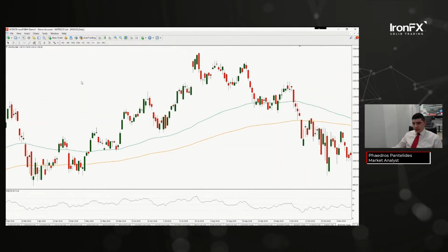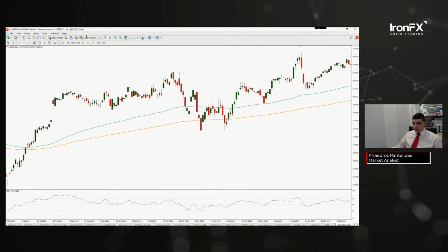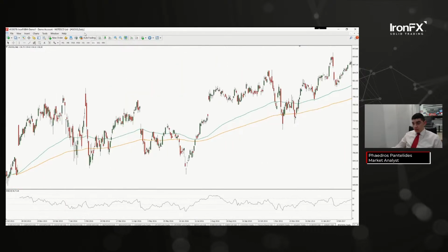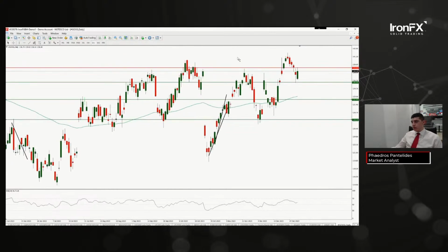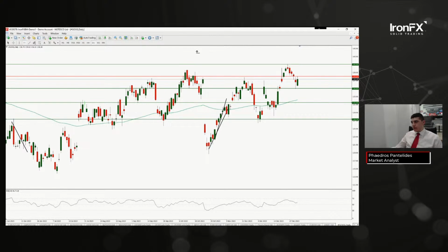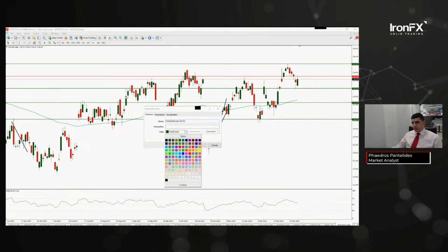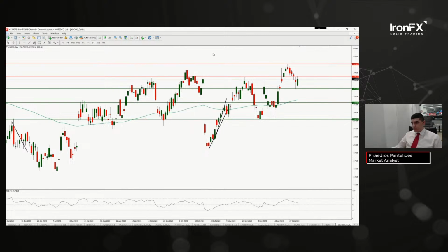Let's go back and see where we can place. We cannot. Yes, the stock split. So we need to draw our imaginary resistance levels. R2, 142.10. And then considering we have about $4 in between our support levels, this could be 146 for R3.